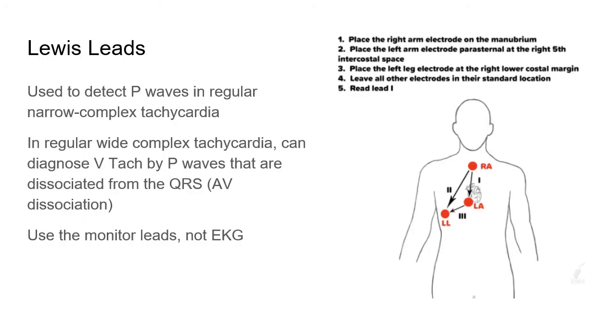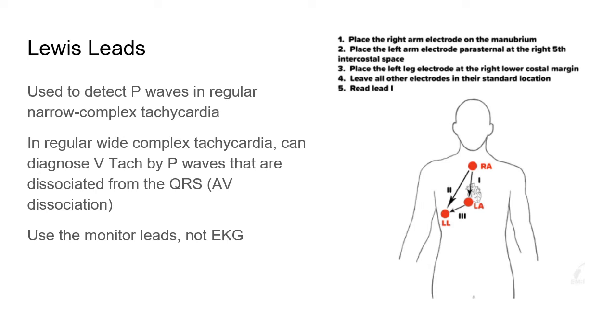Okay. So there's something called Lewis leads that you can sometimes use to detect P waves in regular non-narrow complex tachycardias. So if you're having a hard time picking up the P waves, you can do this setup using Lewis leads. You place the right arm electrode on the manubrium, and you place the left arm electrode parasternal at the right fifth intercostal space, and then the left leg electrode at the right lower costal margin. So kind of in this orientation.